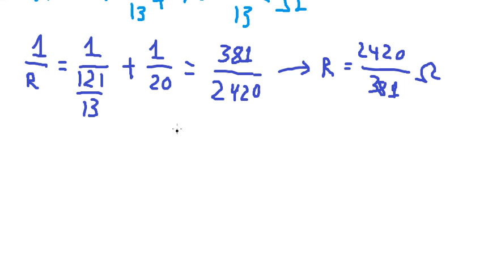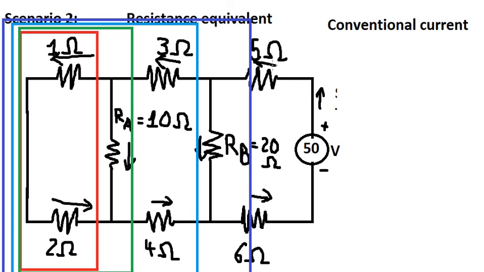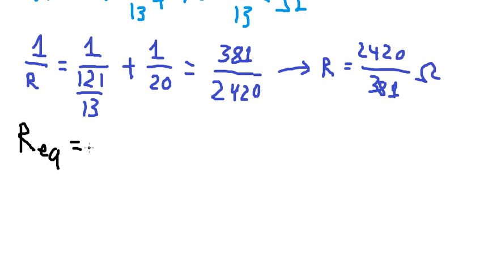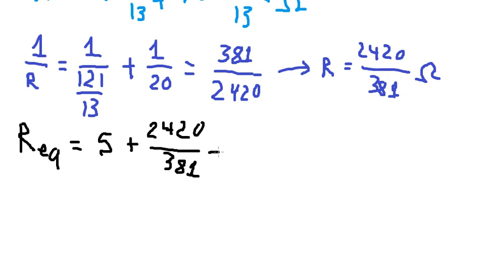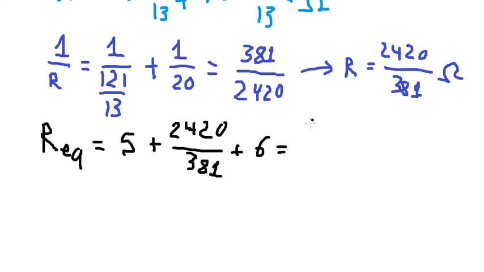And the last one, so we have number 5, number 6, and the purple. They are in the series. So we have like this. So this one, 6,611 over 381.